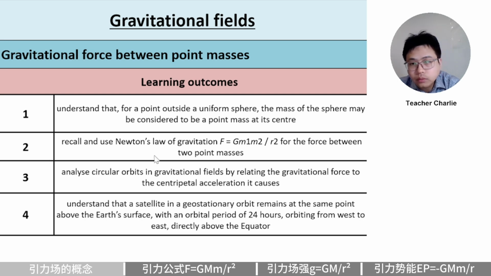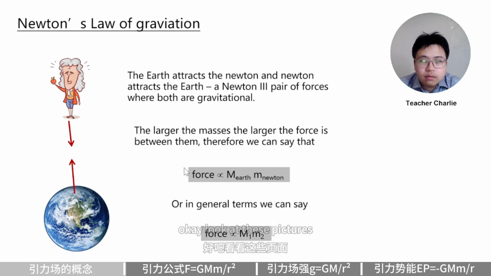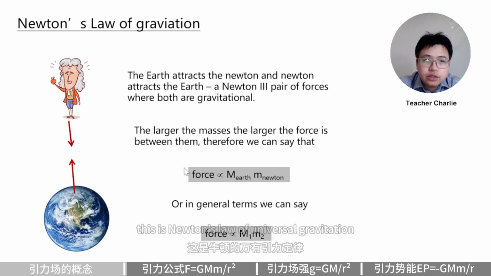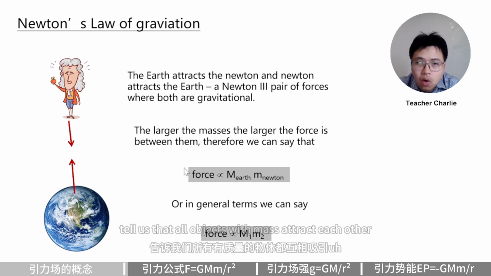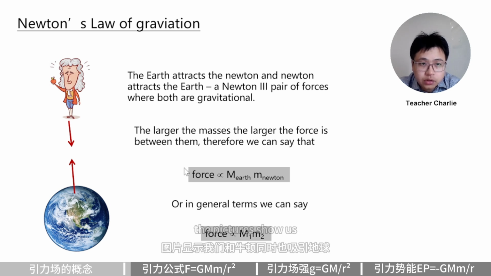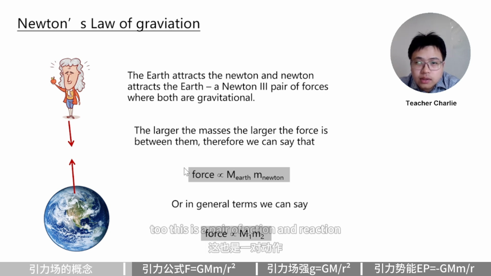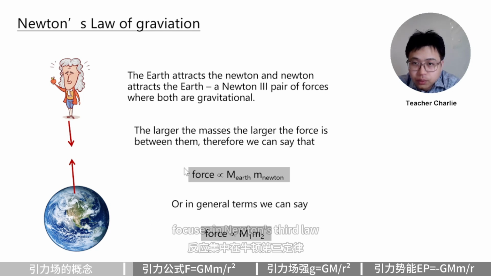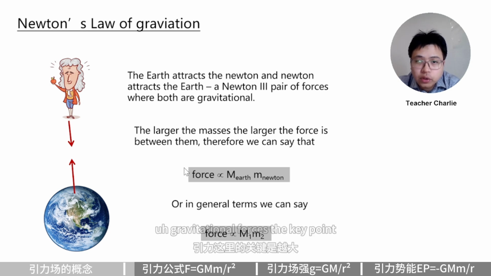Okay, look at this picture. This is Newton's law of universal gravitation. It tells us that all objects with mass attract each other. For example, the Earth attracts Newton, right? The pictures show us that Newton simultaneously attracts the Earth too. This is a pair of action and reaction forces in Newton's third law. And both of these forces are gravitational forces.